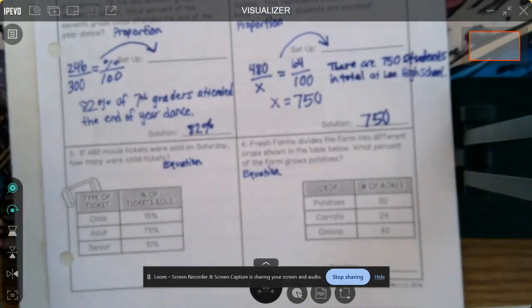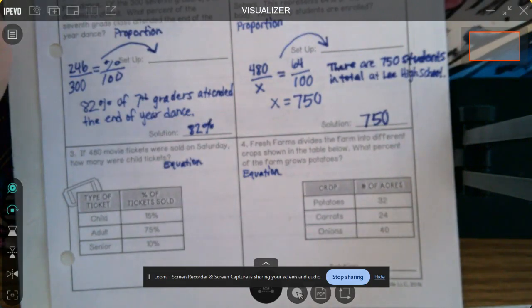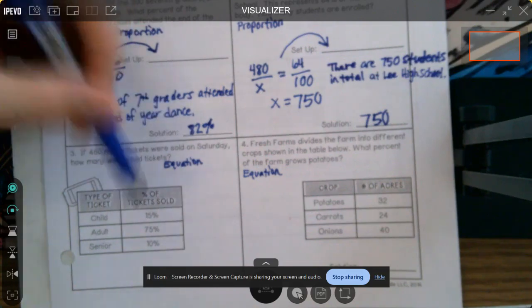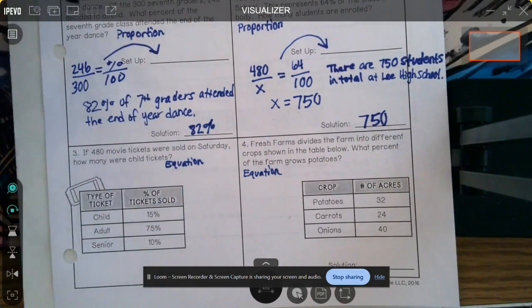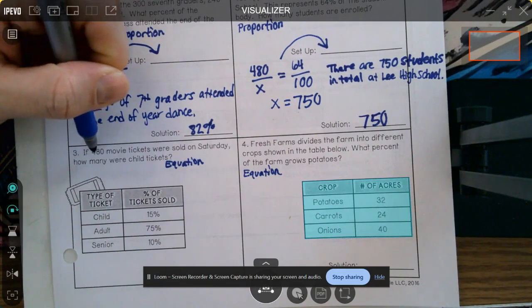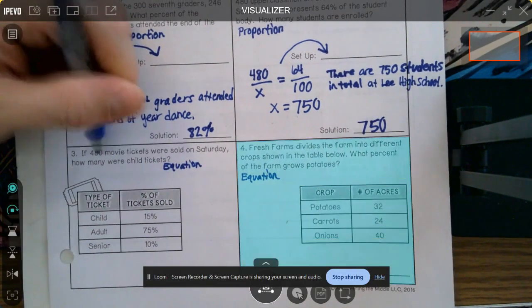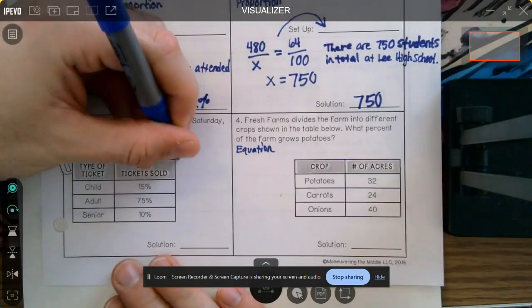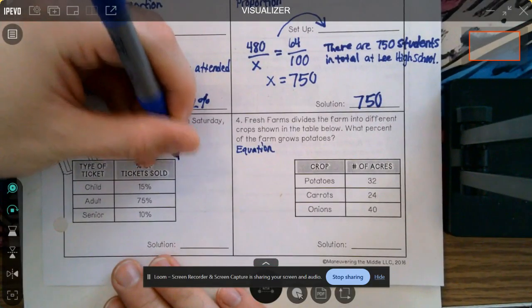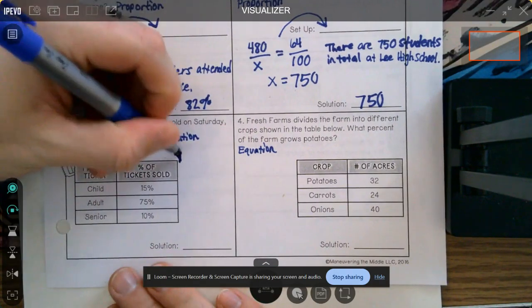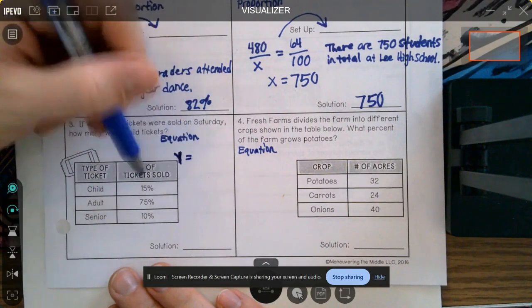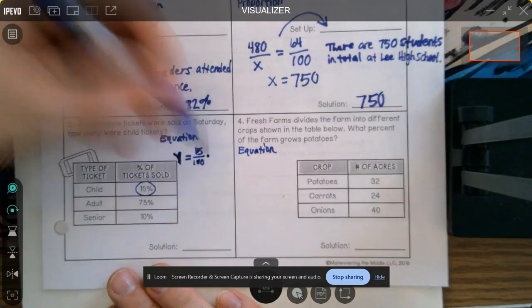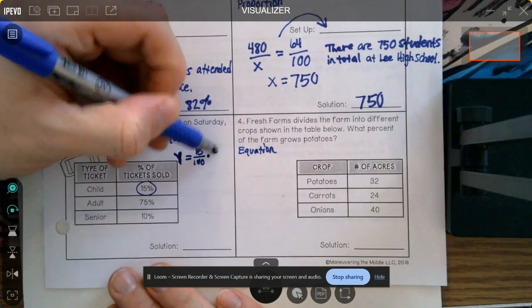So here it says, if 480 movie tickets were sold on Saturday, how many were child tickets? We're solving for how many were child tickets. We know the percentage, but we don't know the amount. We know 480 were sold in total, so that's my whole. We're solving for part of the whole. So part, we're going to say y is my part, is equal to percent, which is 15, divided by 100, times my whole number. My whole number is 480.